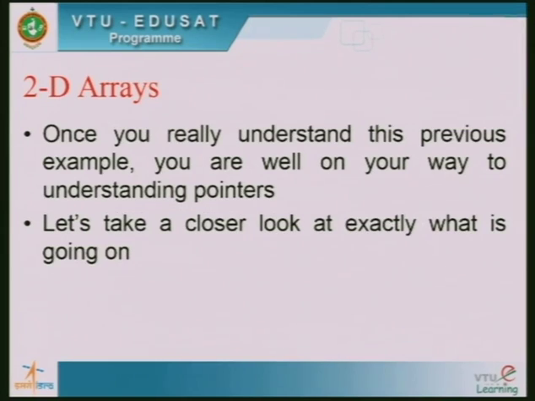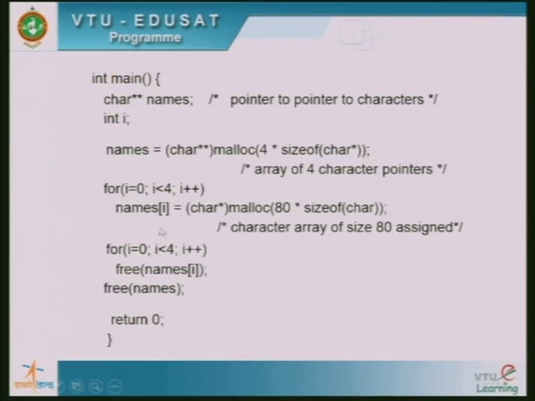Once you really understand the example that we discussed previously, that is this, in this basically, what we are creating in the first malloc statement corresponds to this. In the second malloc statement, we are creating these 4. So in the for loop you have this 0, 1, 2 and 3, and you are creating this.